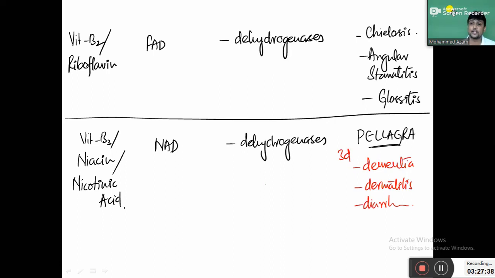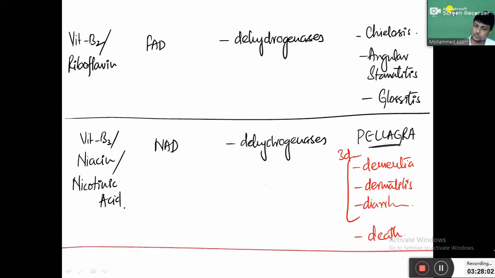Dementia means a neurological disorder affecting your brain. Dermatitis, itis means inflammation of the skin. And diarrhea, I don't have to tell you, you have got the practical experience. So pellagra is actually a 3D disease. If it is not treated, it will lead to the 4th D, and the 4th D is death. I hope you are done with vitamin B3.